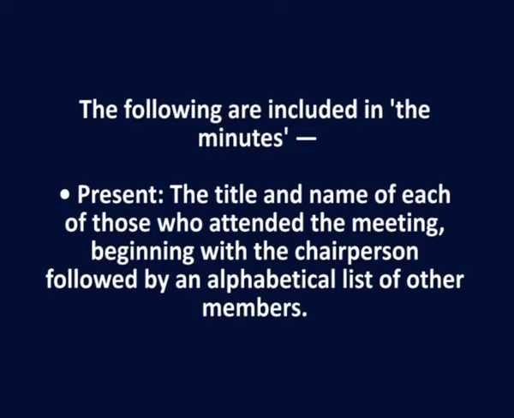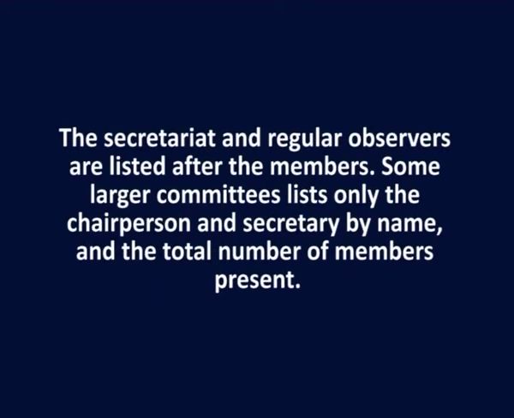The following are included in the minutes, that is those who were present, the title and the name of each of those who attended the meeting, beginning with the chairperson followed by an alphabetical list of other members. The secretariat and regular observers are listed after the members. Some larger committees list only the chairperson and the secretary by name and the total number of members present.